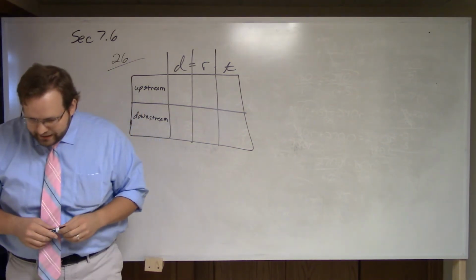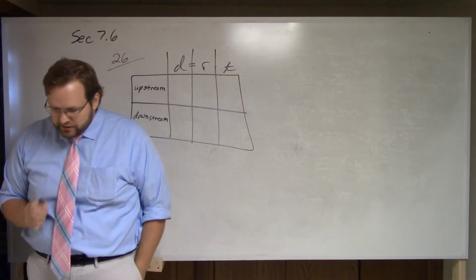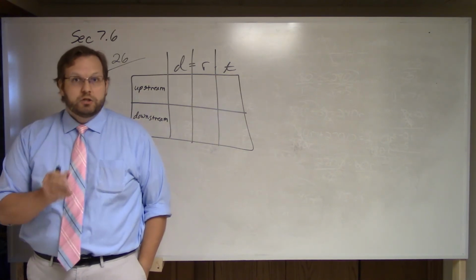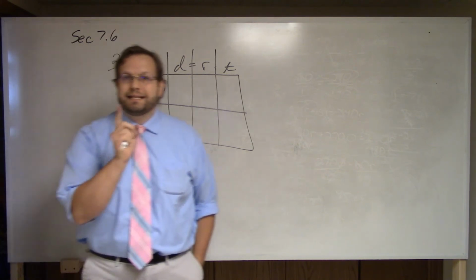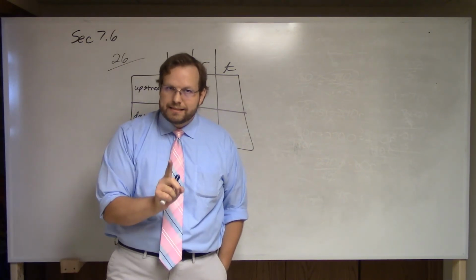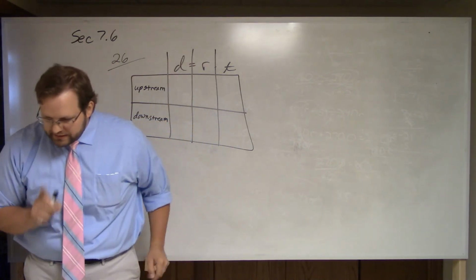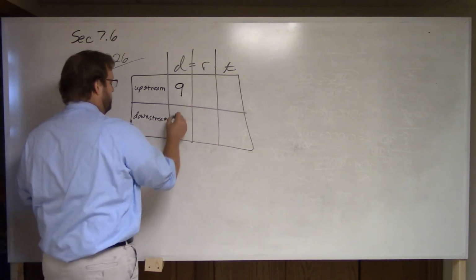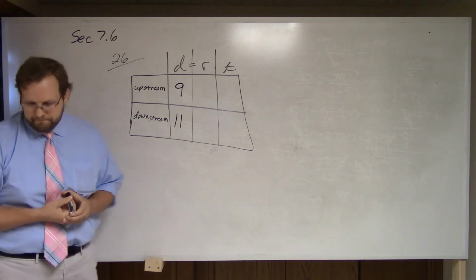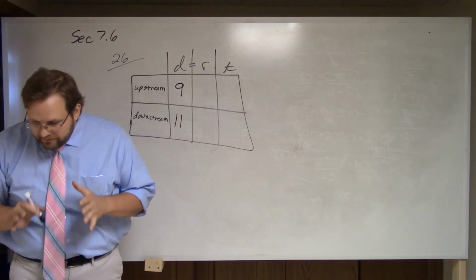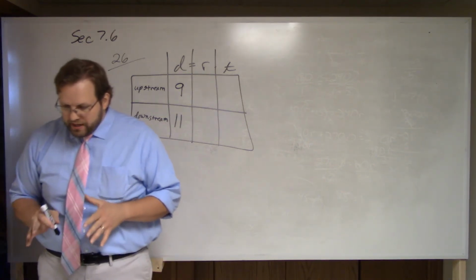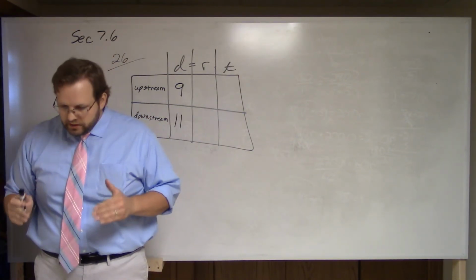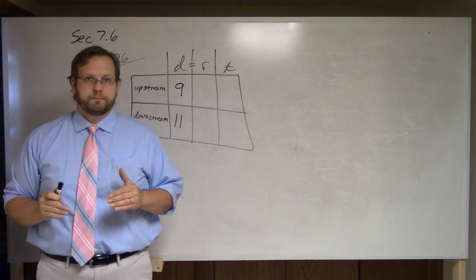So let's go back in. It says a boat can travel 9 miles upstream, same amount of time, 11 miles downstream. So again, they give you those two distances and they say same time. Hold on to that same time for a second. So it says 9 miles upstream, 11 miles downstream. Then it says if the current of the river is 3 miles per hour, complete the chart below. So the current of the river is 3 miles per hour.